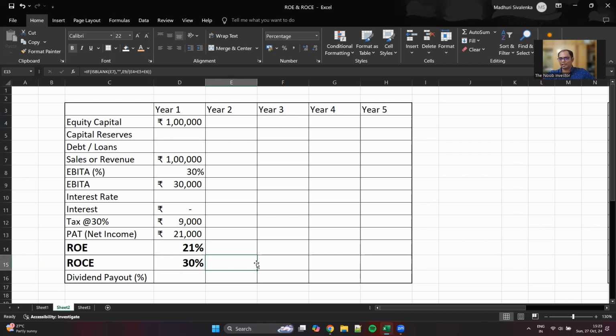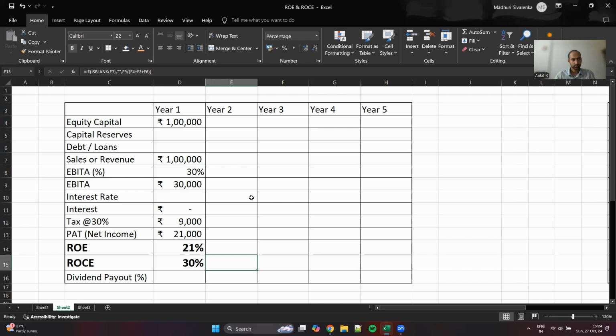Is this good? So I'll open it up. Do you think 21% return on your equity or 30% ROCE is good? Yes, it is. So why do you think it is good? See, if I compare with your basic instruments of investment like FD, that gives you 7%. Even if I take good mutual funds, it will be around 15%. This is about 20%, so it is much better than both those instruments.